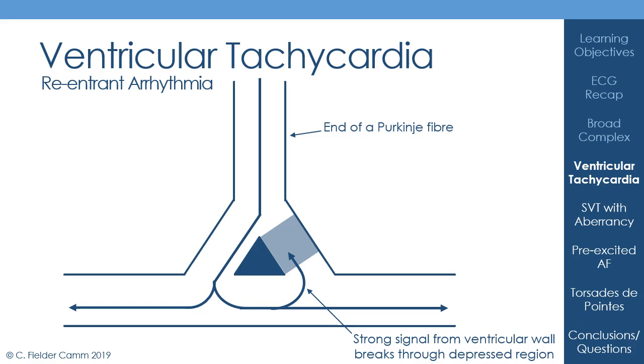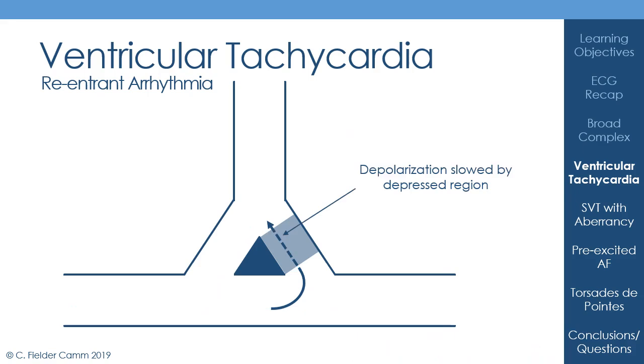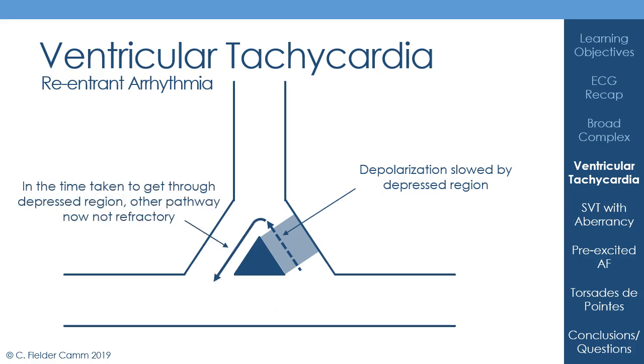But you've now got a very strong signal coming from the ventricular wall, and that can break through this depressed region. So the signal from the ventricular wall travels up through the depressed region, but it does so quite slowly. There's quite slow depolarization because it's just not very good at transmitting signals, that region. But when it does eventually arrive, it arrives after the Purkinje fiber is fully repolarized and no longer refractory and ready to receive another signal.